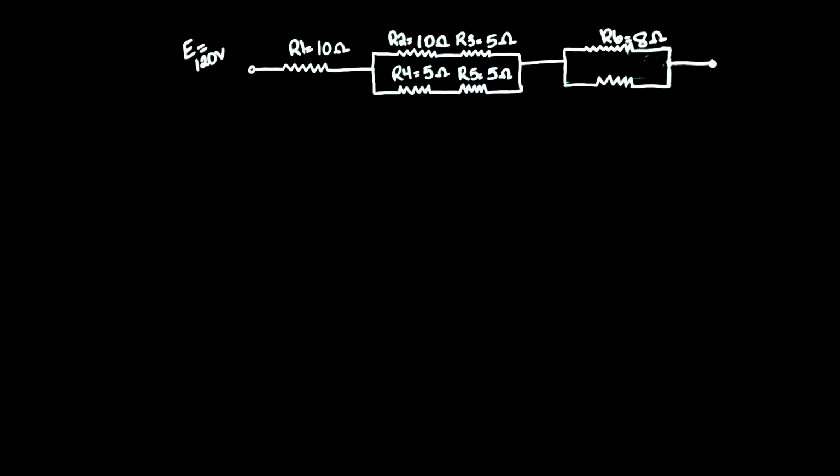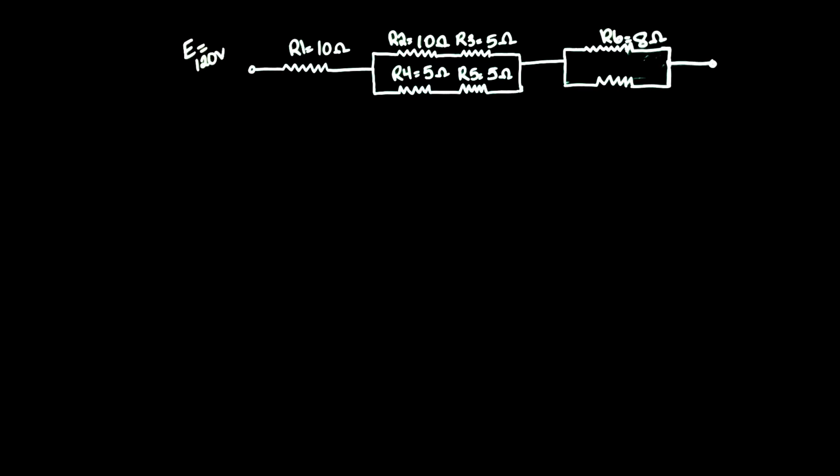Hey everybody, I am doing this video today to show you how to solve resistance total in a series parallel resistive circuit. As you can see on the board here, I have constructed a parallel resistive circuit. Contained within the circuit, I have purely resistive loads. R1 is represented by 10 ohms, R2 and 3 are 10 and 5 ohms, R4 and 5 are both 5 ohms, R6 is 8 ohms.